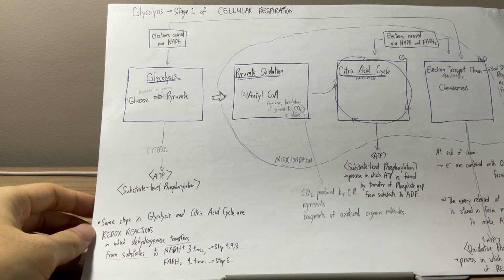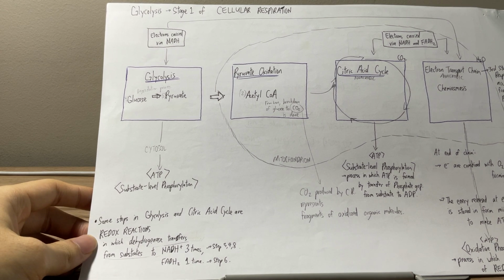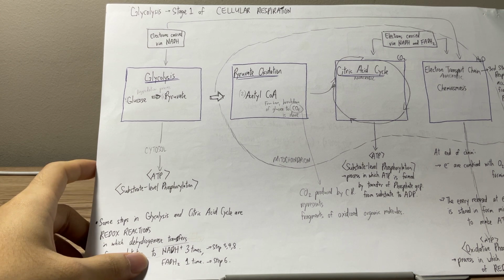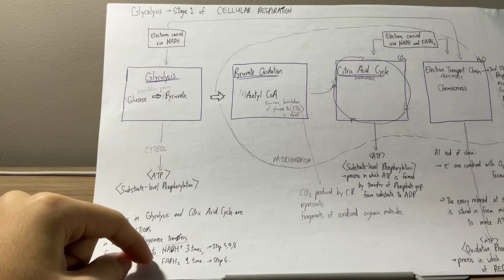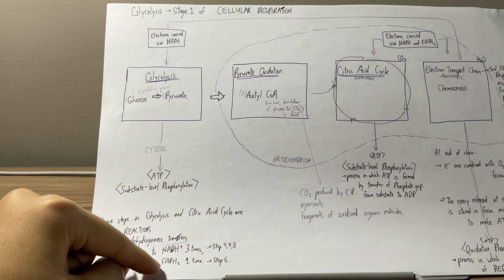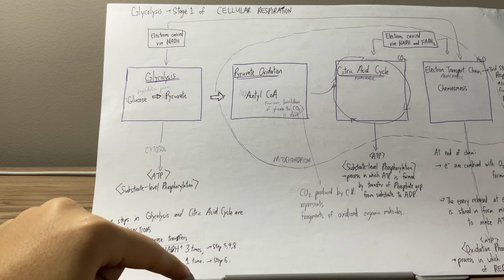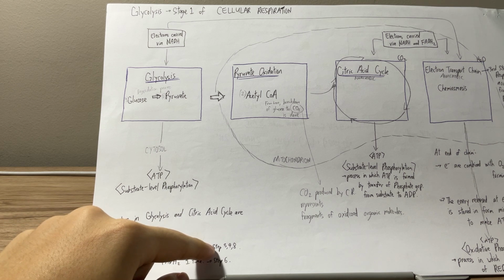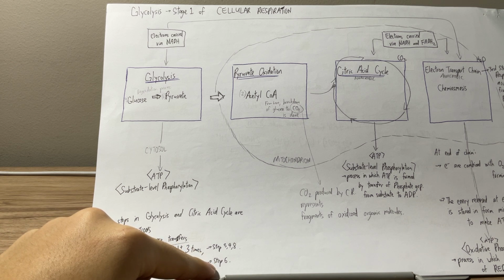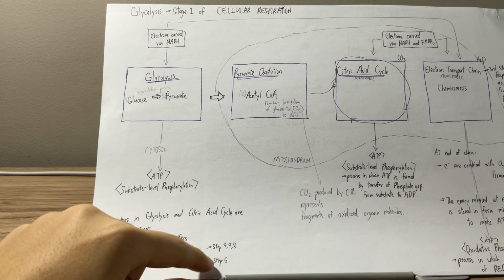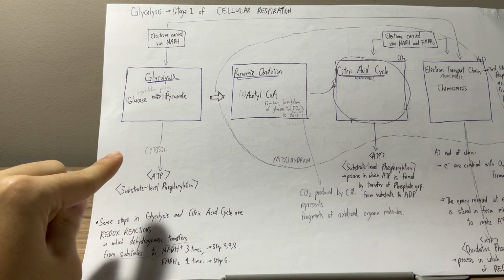Some steps in glycolysis and citric acid cycle are redox reactions, in which dehydrogenase transfers from substrates to NADH plus 3 times. So this is for steps 3, 4, and 8. The transfer from substrates to FADH2 happens 1 time. This is in step 6. What am I referring to when I mentioned which specific steps? These are the steps in the citric acid cycle, not the 10-step glycolysis process.